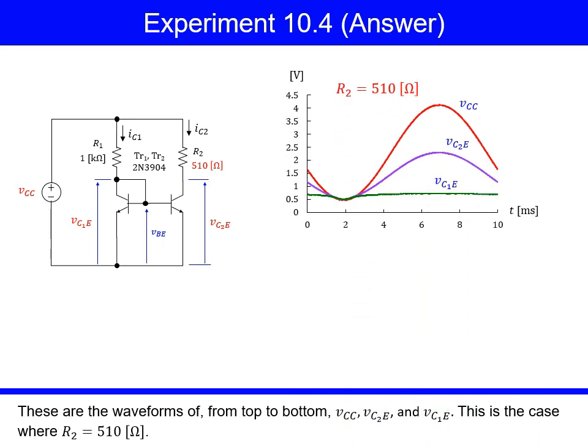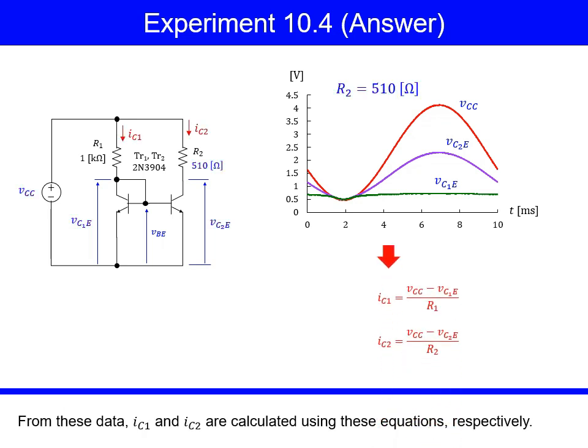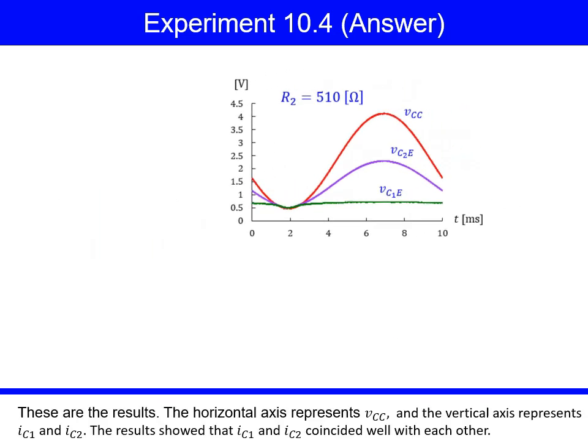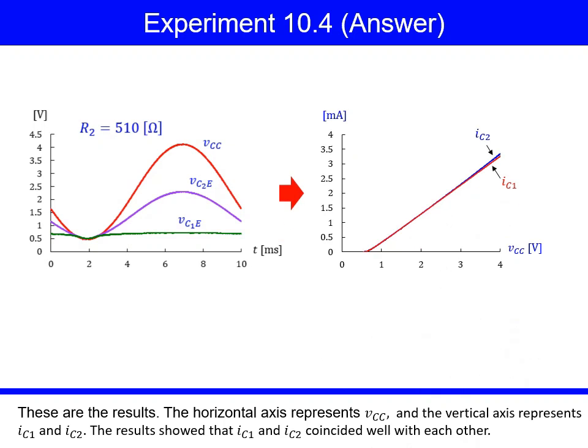These are the waveforms of, from top to bottom, VCC, VC2E, and VC1E. This is the case where R2 equals 510 ohms. From these data, IC1 and IC2 are calculated using these equations respectively. These are the results. The horizontal axis represents VCC, and the vertical axis represents IC1 and IC2. The results showed that IC1 and IC2 coincided well with each other.